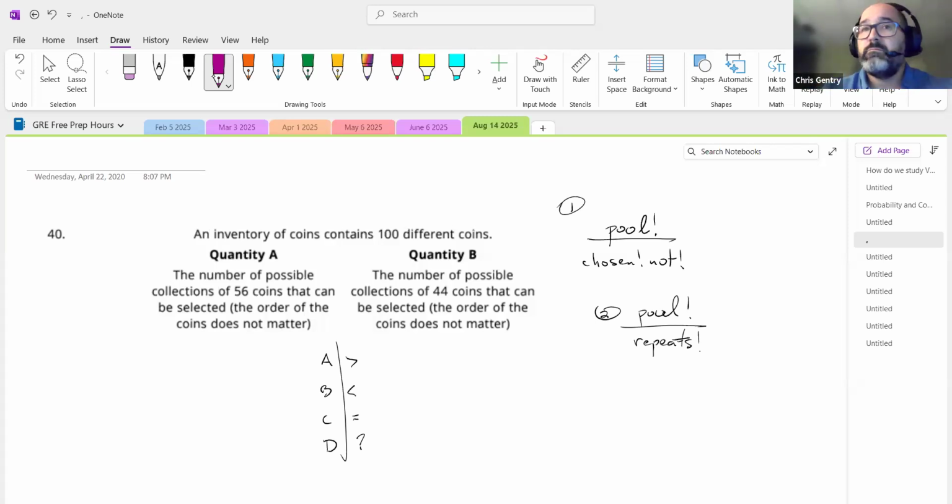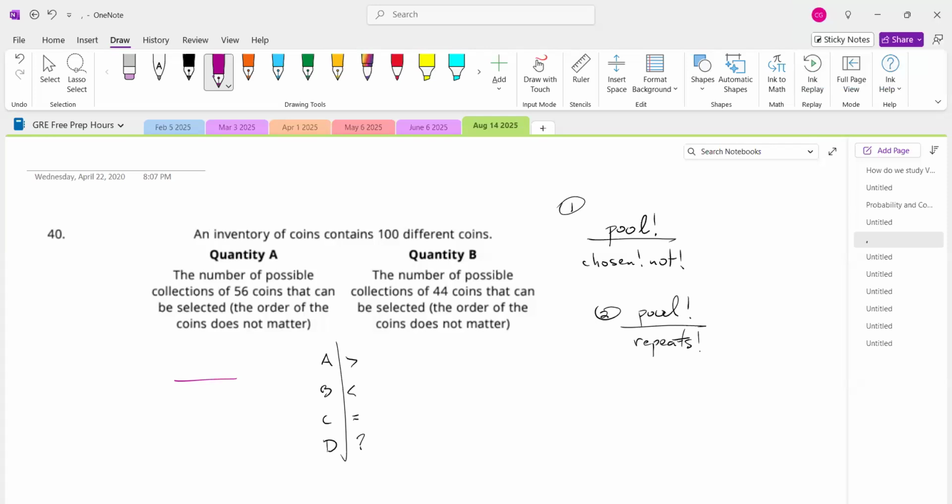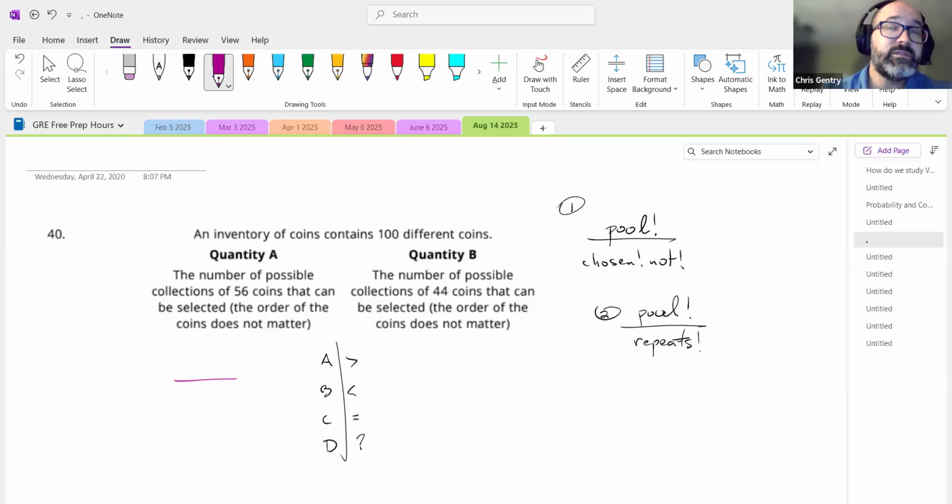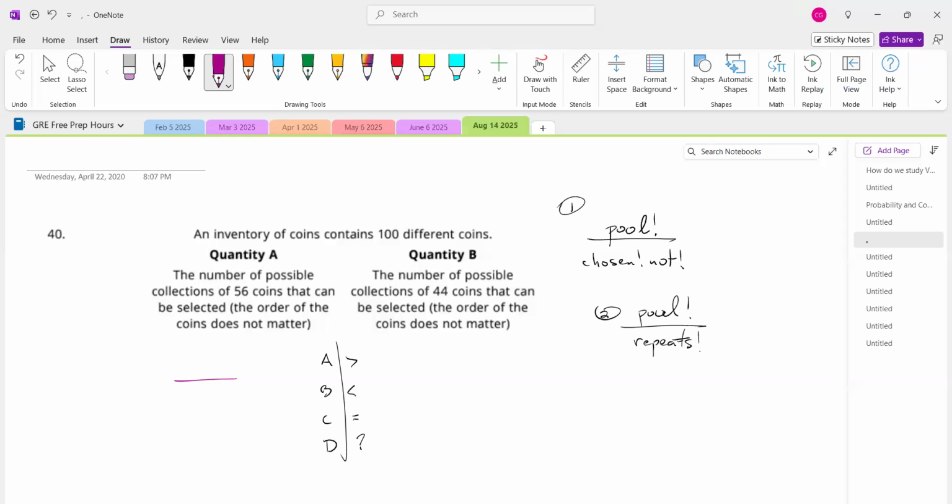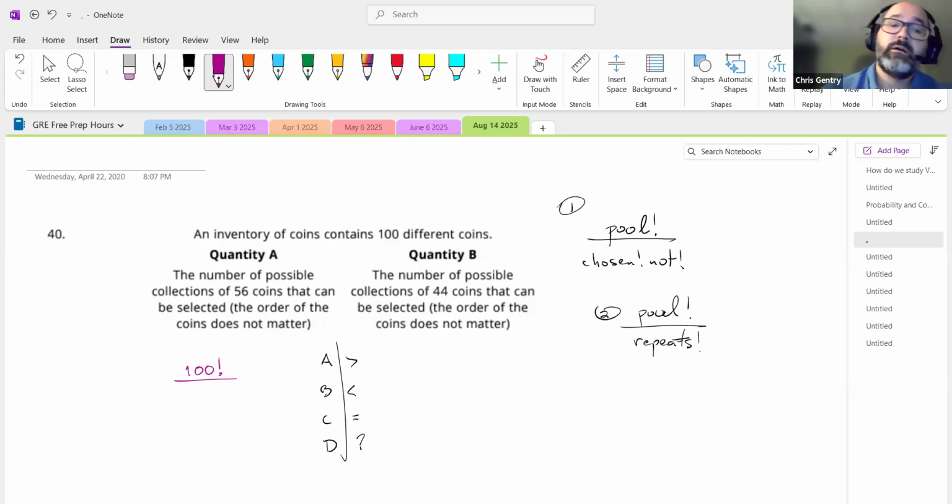So in quantity A, what is my pool? I'm choosing 56, but my pool of coins is actually much larger than that. 100. I have a total pool of 100 coins. I'm choosing 56, which means 44 are not chosen.